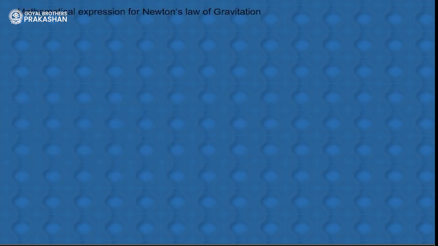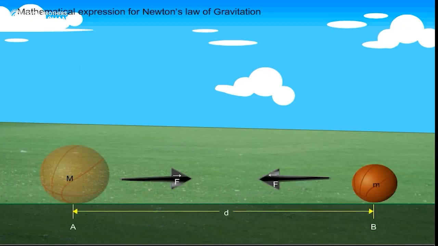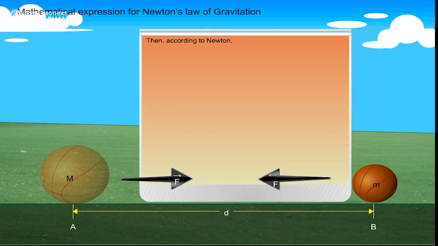Mathematical expression for Newton's law of gravitation. Consider two bodies A and B of masses m and m respectively, such that d is the distance between their centers. Let F be the force by which these bodies mutually attract each other. Then, according to Newton, F is proportional to m into m. Statement 1. F is proportional to 1 by d square. Statement 2.